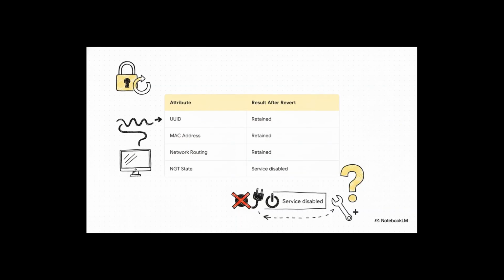The revert operation is all about retention. Because you are rolling back the existing VM, your network routing, your MAC addresses, and your UUIDs are all fully retained. The VM keeps its identity. However, there is a crucial catch with the NGT state. While the NGT configuration is restored from the snapshot, the service itself is left disabled. Just like with a clone, Nutanix requires your manual intervention to re-enable the NGT service after a revert. Do not forget that step.